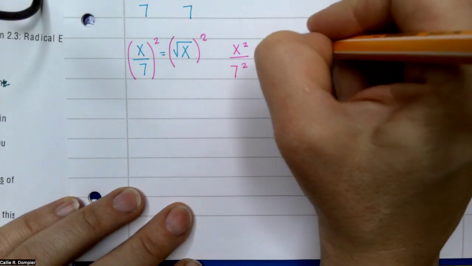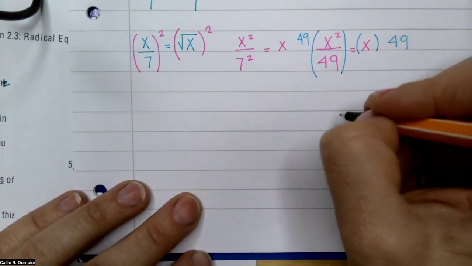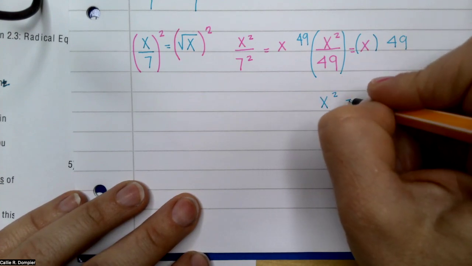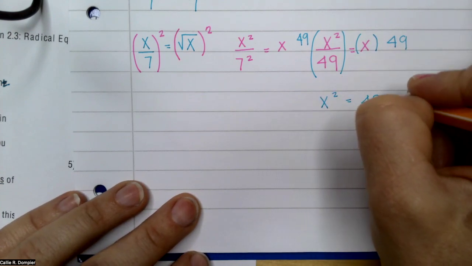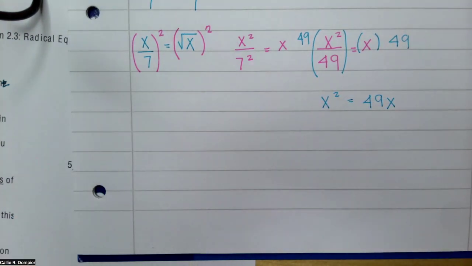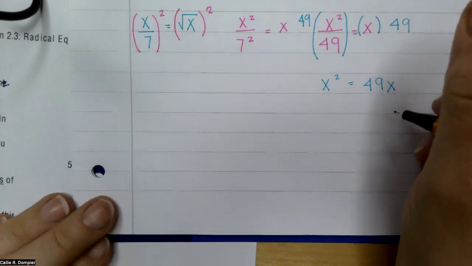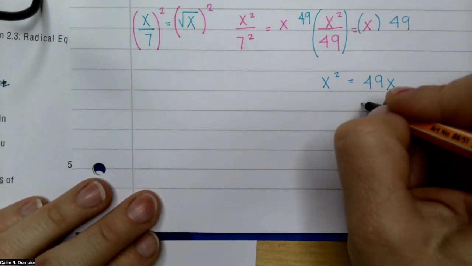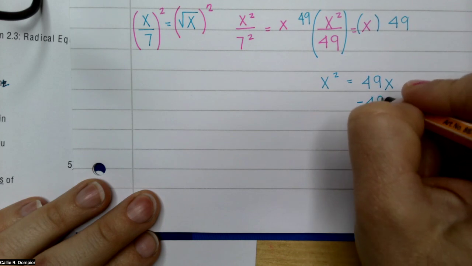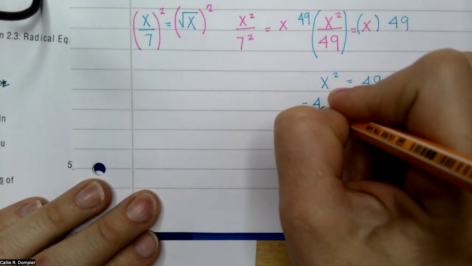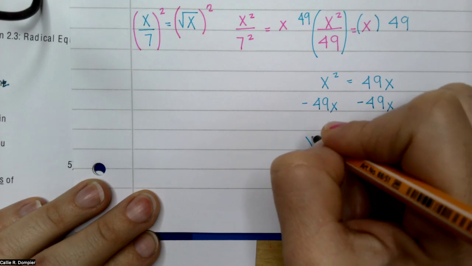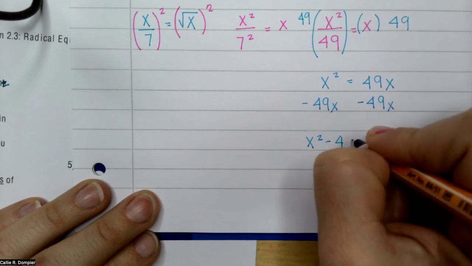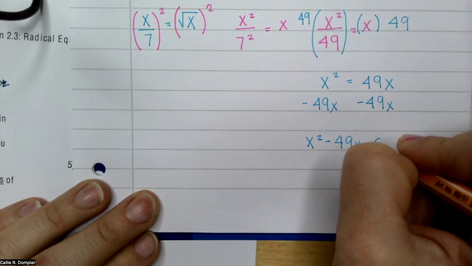To get rid of the fraction, and I get x squared equals 49x. Now I'm going to set it equal to 0. Subtract 49x, subtract 49x. And I've got x squared minus 49x equals 0.